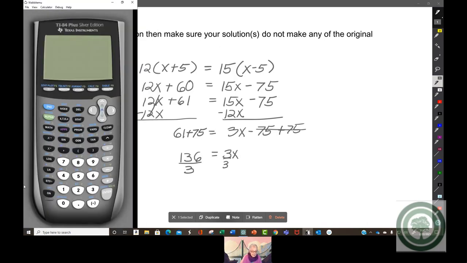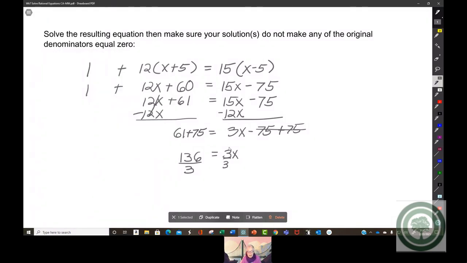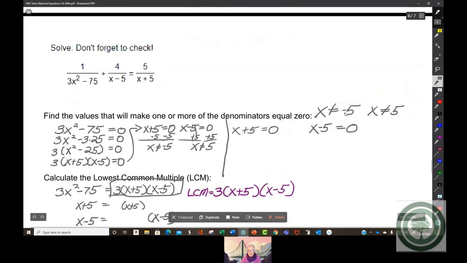and I check and see if that will break down. 136 divided by 3. I'm going to math frac it. Math frac. Enter. Nope, it won't break down. Okay, that is our answer. But what do we know? Well, we just found out it won't break down, so 3 doesn't go evenly into 136, which means it's not going to equal either negative 5 or 5.